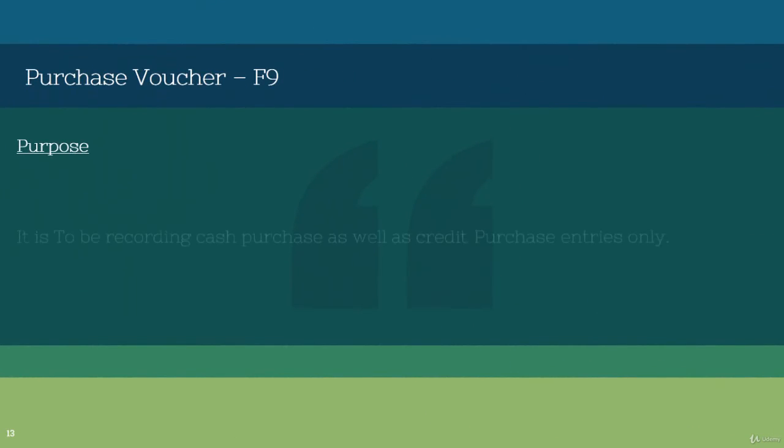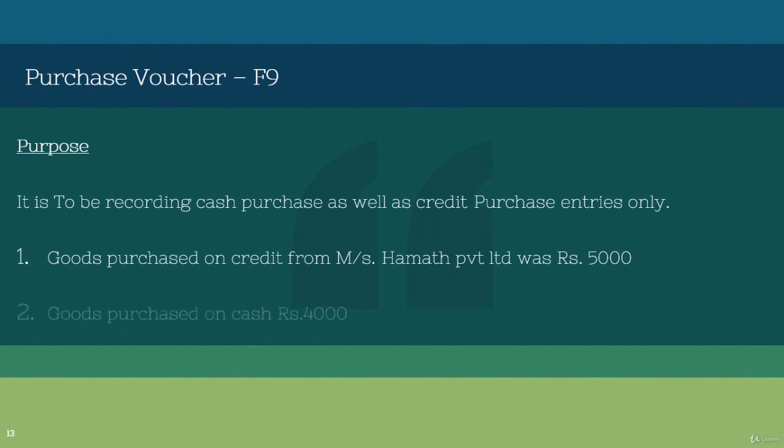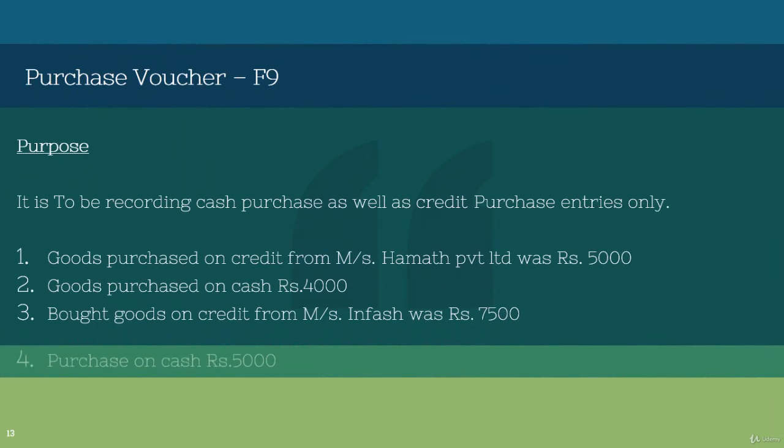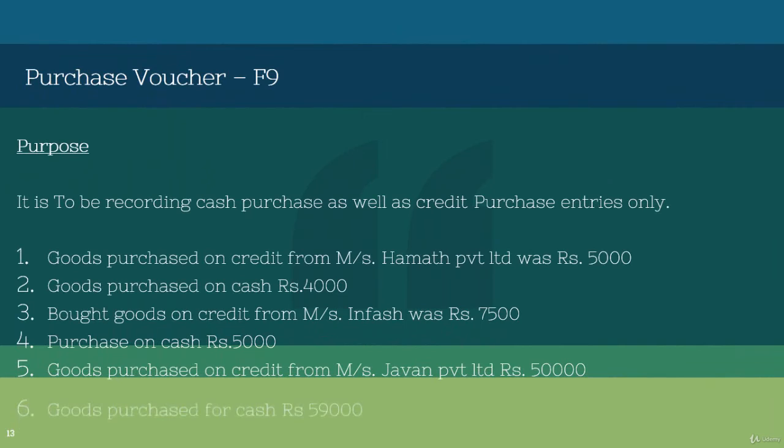Now we are going to look at the purchase voucher. The purchase voucher means if you purchase by cash or on credit, we need to enter these entries in the purchase voucher. The shortcut for the purchase voucher is the F9 key. If you press the F9 key on the keyboard, the purchase voucher will be activated.